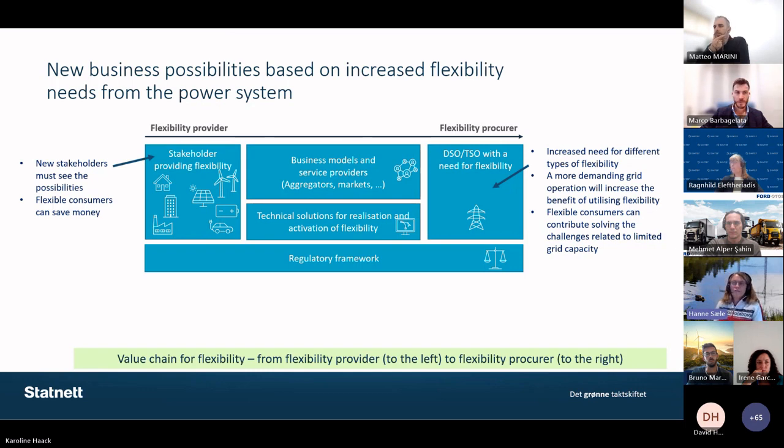So for the flexibility provider, we as Statnett inform about their increasing need for flexibility in the power system. It's more an invitation, to give incentives or information that there are possibilities for new stakeholders to offer flexibility into the balancing markets. Also flexible consumers can save money, for example by reducing load in periods with high prices, but also as a payment for selling flexibility in different balancing markets.